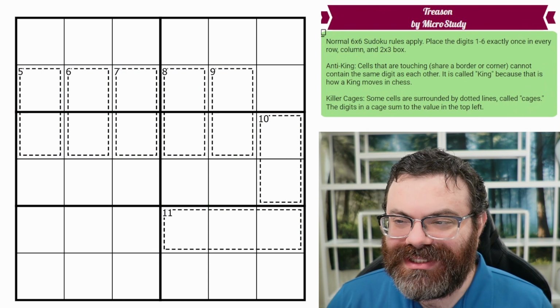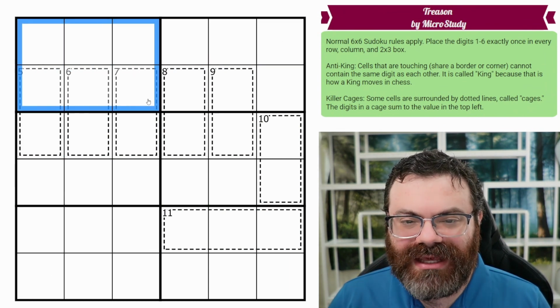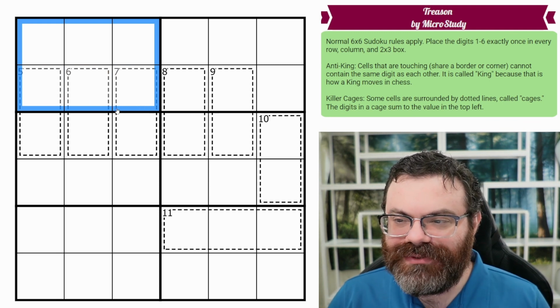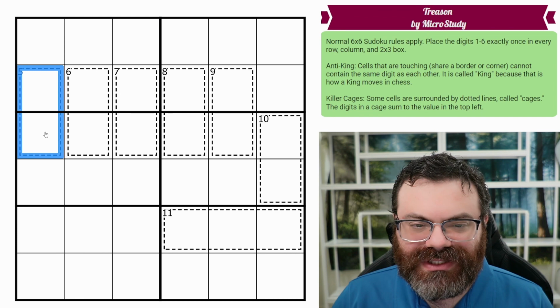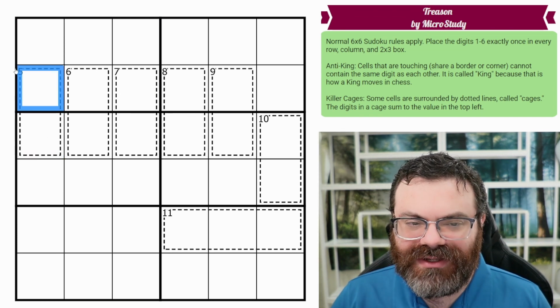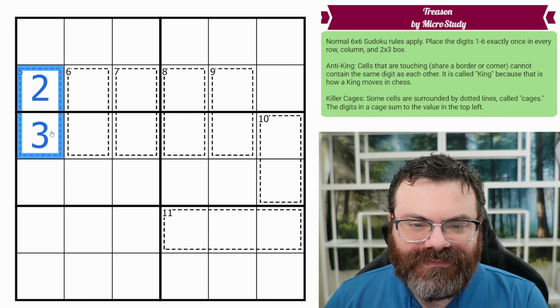So we have normal 6x6 Sudoku rules. That means in every row, every column, and every 2x3 box, we are placing the digits 1 to 6 exactly once each. We also have killer cages in the grids. That means that digits in a cage sum to the value in the top left. So this could be, for example, 2, 3, and that would sum to 5.